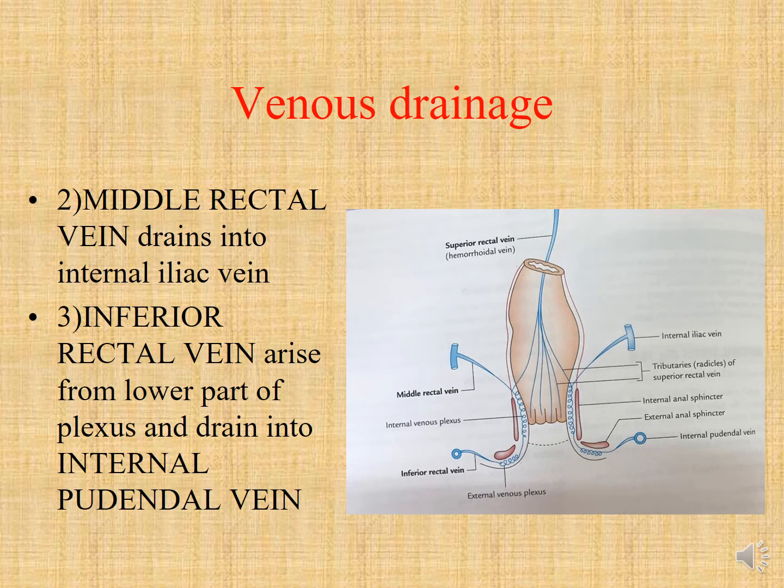The middle rectal vein drains into the internal iliac vein, the second vein which is responsible for venous drainage from the rectum. And then the inferior rectal vein arises from the lower part of the plexus and drains into the internal pudendal vein. So the middle rectal vein and inferior rectal vein are basically ultimately draining into the IVC.